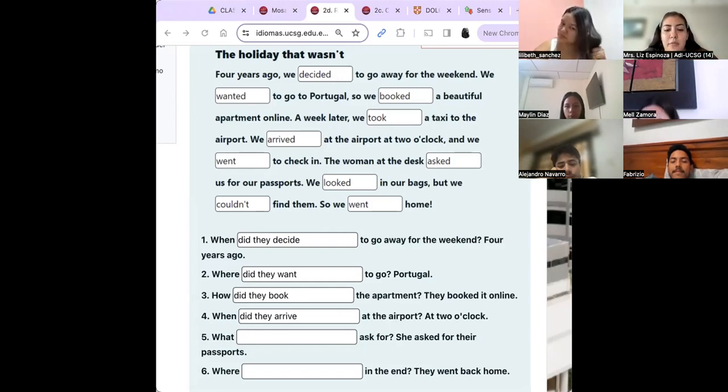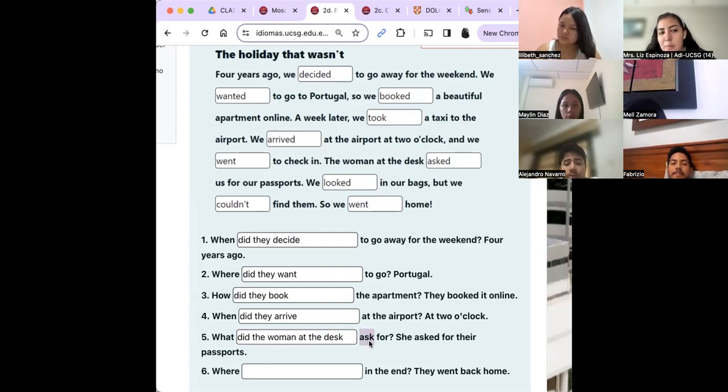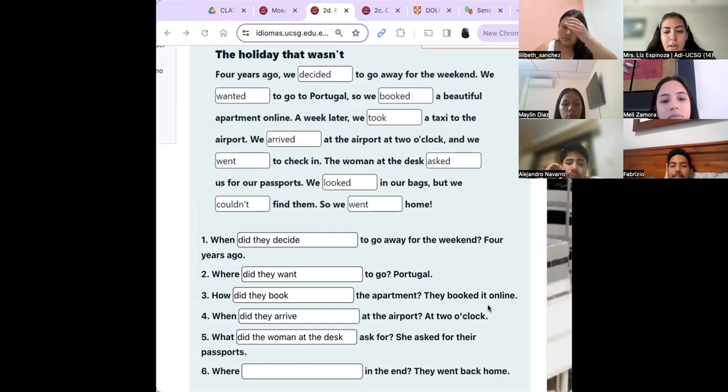What about number 5? What did she ask? Did, in this case, was the woman. We can write the woman, but it's okay if you say she. But in this case, they want to write one. The woman, in this case, is the woman at the desk. And if you notice, did, auxiliary, subject, the woman at the desk, verb, aquí ya lo pusieron por error. Usted no tiene que pensar en el verbo. Ya se lo pusieron aquí, ask.